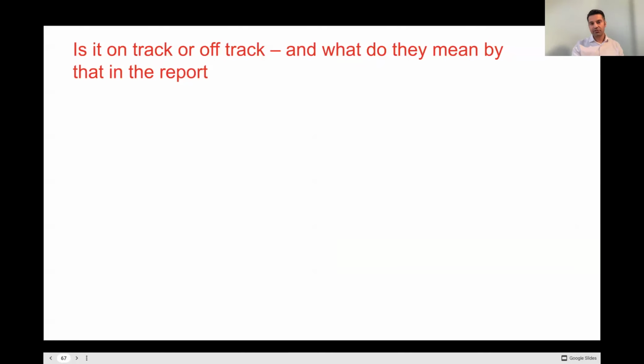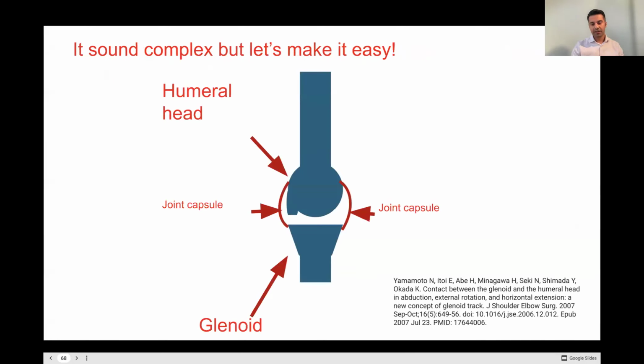So the actual concept of on track and off track, we'll try and make it nice and easy. We'll take something complex from the report and make it nice and easy for you to understand. So it came from a cadaveric study back in 2007.